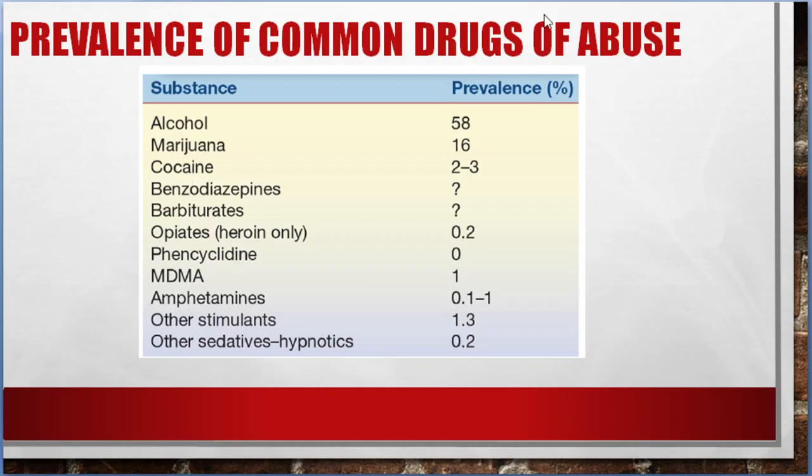So these are the prevalence of your common drugs of abuse. Based on this diagram, this actually comes from your Bishop. So alcohol is the most prevalent drug of abuse, followed by your marijuana, your cocaine, your benzodiazepines, your barbiturates, question mark, and some other drugs. So we will be discussing these drugs isa-isa.